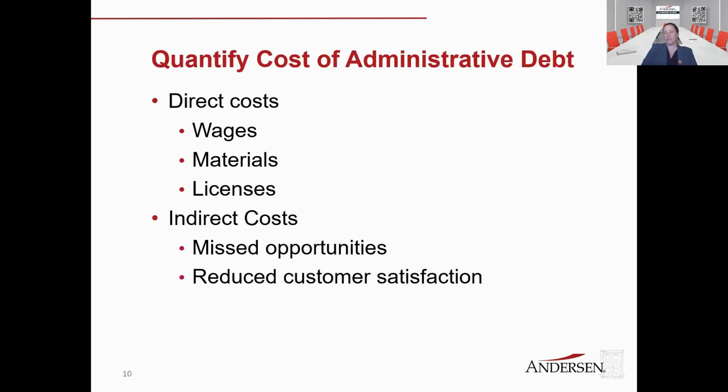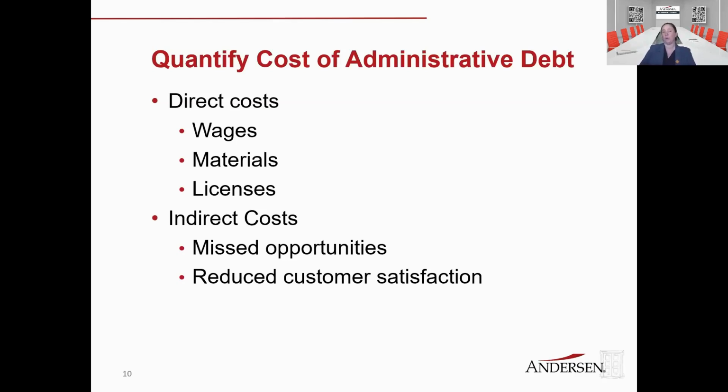So, quantifying the cost of administrative debt, everybody can actually do that in your own organizations. You can allocate your direct costs. So, as you're process mapping a process through, you can determine how much time it takes to complete this process, complete this transaction. You can look at your wages, you can look at your materials, licenses. Those are very easy to measure in an organization, and when I'm process mapping for organizations, we can generally allocate the time and then you put the salaries to it.